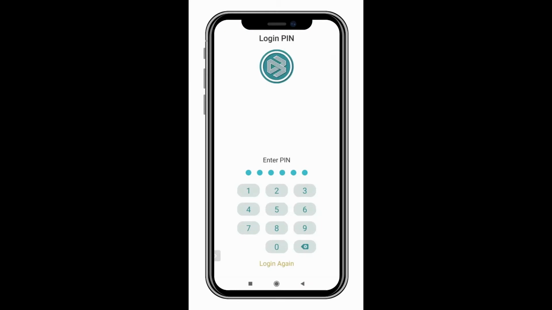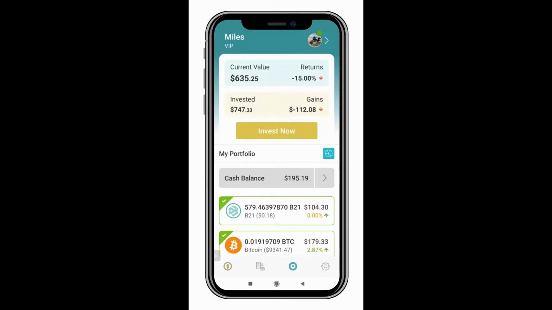I'm going to give a demo of the B21 app and highlight some of the key features in the application. The main thing behind B21 was to make it easy to purchase crypto and to manage your account.